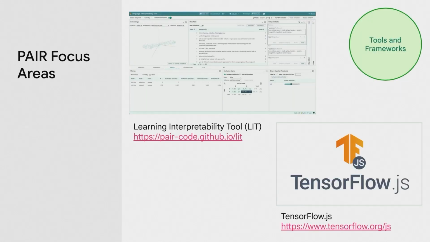So to give you some examples, in the tools, we've built things like the Learning Interpretability Tool, previously known as the Language Interpretability Tool. TensorFlow.js also came out of PAIR. We have these annual sprints, and a few engineers said, I wonder if we could create a deep learning library that runs in JavaScript. And that developed into TensorFlow.js.